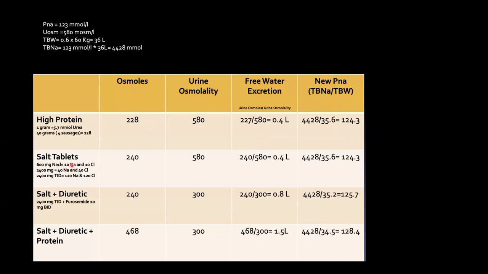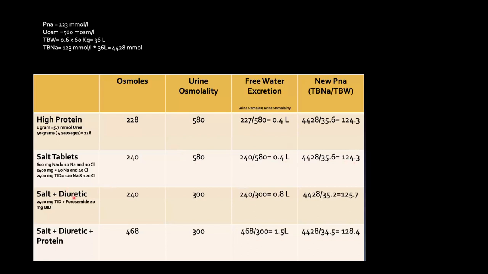Now, if I give them salt tablets, right? I calculated salt tablets. Each salt tablet in my hospital, 600 milligrams, has 10 millimoles of sodium and 10 millimoles of chloride. So if I give them four tablets three times a day, I am giving them 120 sodium, 120 chloride, which is around 240 millimoles, which at the same urine osmolarity will also cause around 0.4 liters of fluid loss, and sodium will increase from 123 to 124.3.